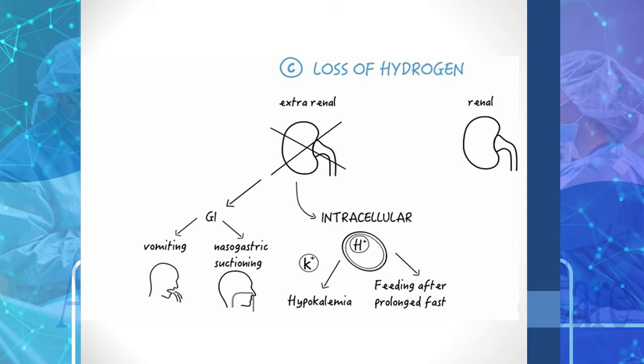And potassium, as you know, is an intracellular component. It will move from the intracellular to the extracellular, and to maintain electroneutrality, hydrogen ion will move from the extracellular to the intracellular, so that we will have alkalosis. Loss of hydrogen ion also can occur through the kidney. So first of all, extrarenal or renal.